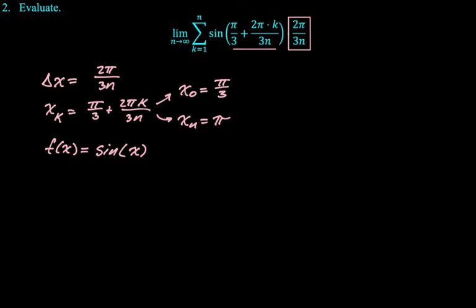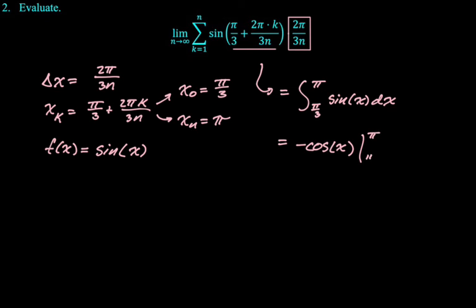All right, we've got everything we need to turn our summation into a definite integral, so let's do that. So it's the integral from pi over 3 to pi of sine of x dx. Antiderivative of sine is negative cosine. And then we're going from pi over 3 to pi. So we need to do negative cosine of pi minus negative cosine of pi over 3.